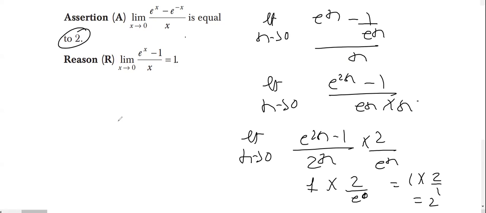Right. Now, when we do the same thing with the reason, this is a direct substitution of the formula, that is e raised to the power x minus 1 over x. So we can say even the reason is correct. And the explanation is this only, right? This is the correct explanation of this particular assertion. So we'll say in that case, A is the correct option for this.